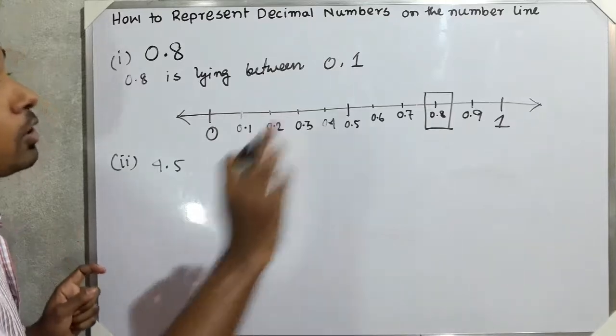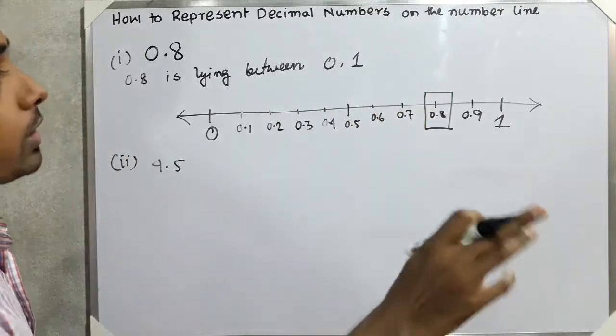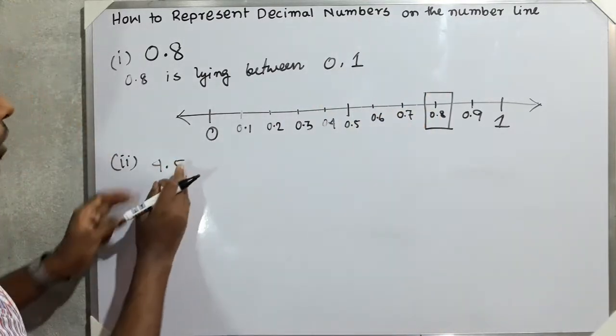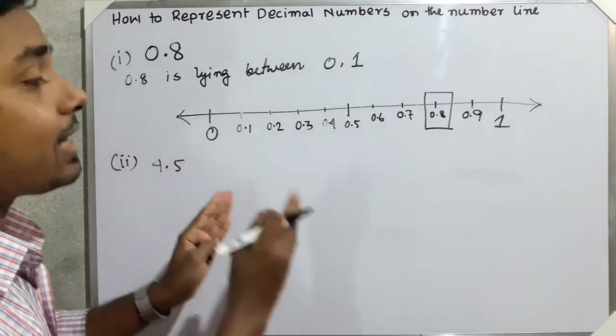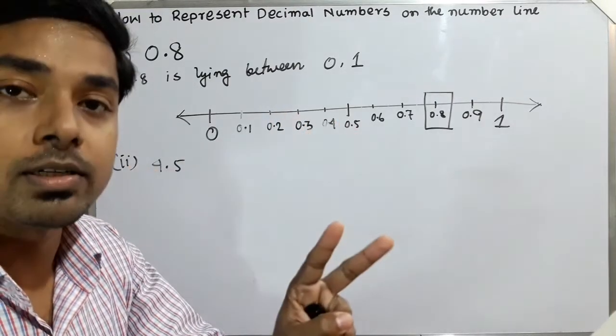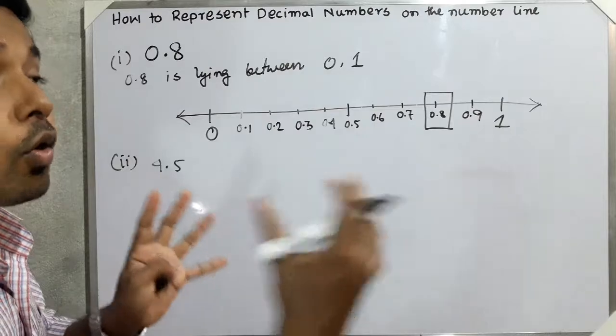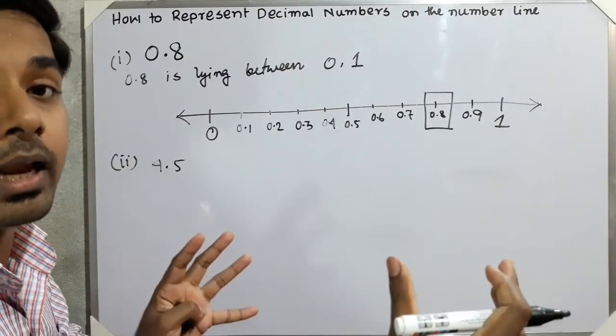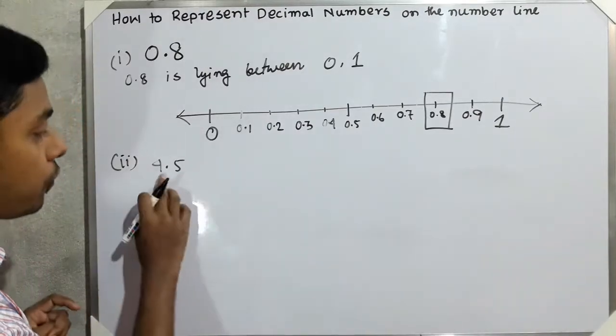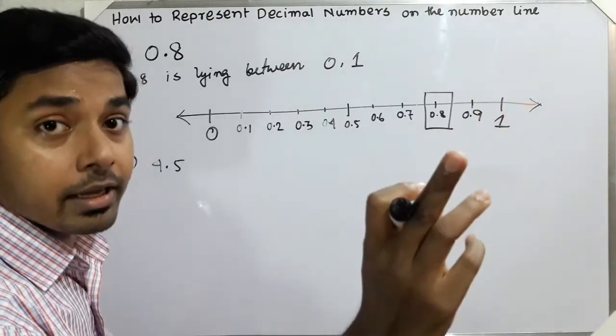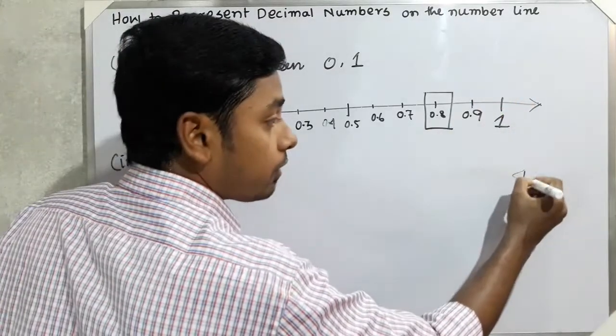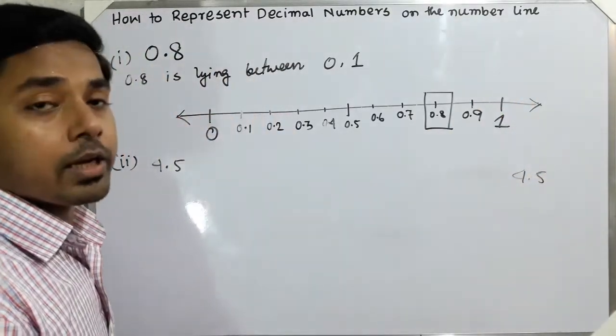Suppose 4.5. So what is the first work that we have to check? 4.5 is lying between which two whole numbers? 4.5 कौन सा दो होल नंबर के बीच में लाई कर रहा है, ये पहले ढूंढना पड़ेगा. तो 4.5 ऑलरेडी मैंने स्टार्टिंग में एक तरीका बोले थे कि 4.5 किस दोनों नंबर के बीच में लाई करेगा.